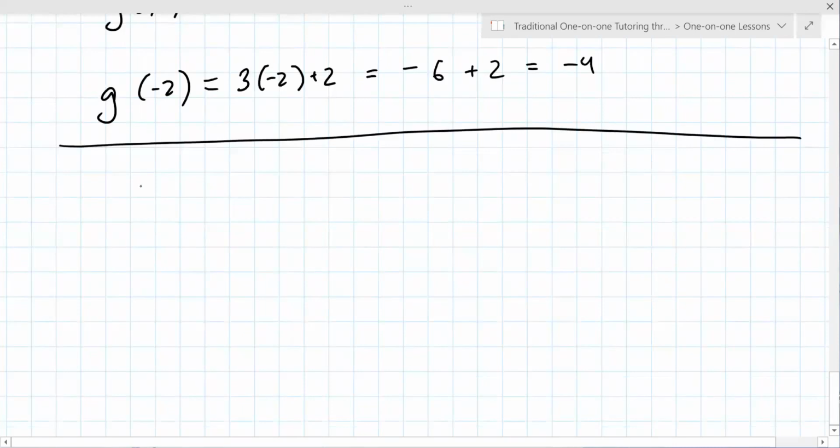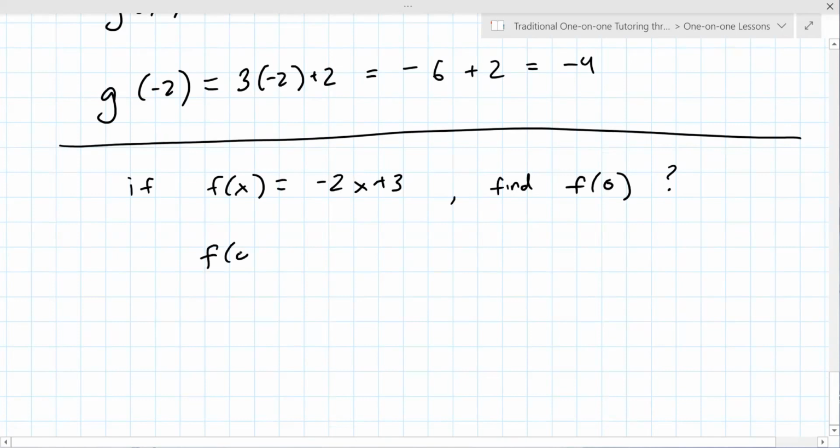So they would say, if f of x equals -2x plus 3, find or determine f of 0. Okay. So literally, it's just like what we've been doing. To find f of 0, you have to put 0 in for x. Okay. So give that a try, please.